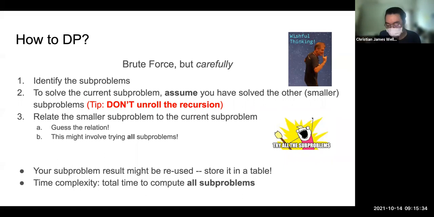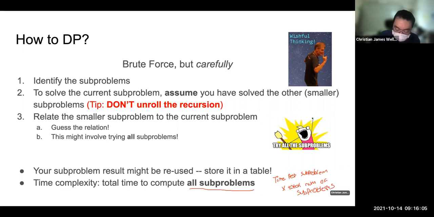It's kind of abstract now, so maybe you might see this more later, but a short mention is that the time complexity is the time to compute all sub problems. Usually I see something like time per sub problem times the total number of sub problems. So usually I think in lecture, the prof would mention something like this. So total time is the time per sub problem times how many sub problems there are, right?